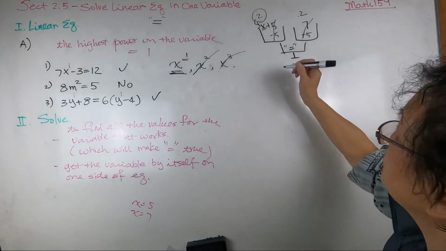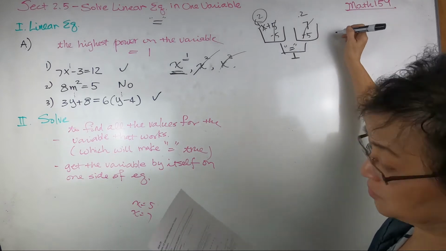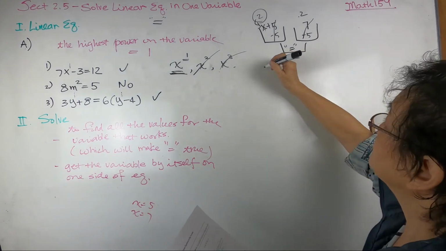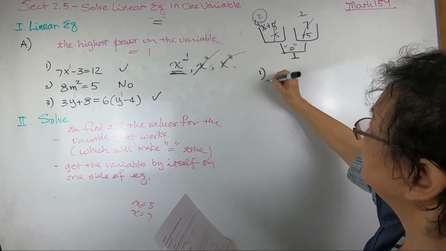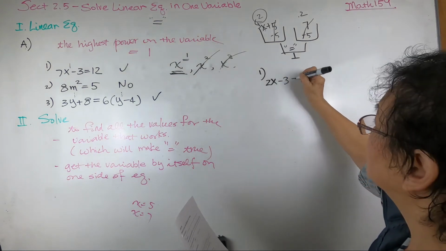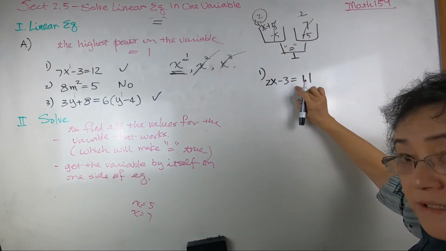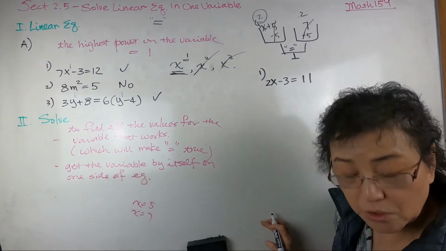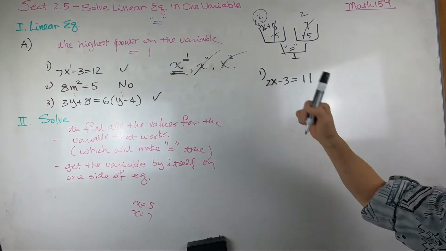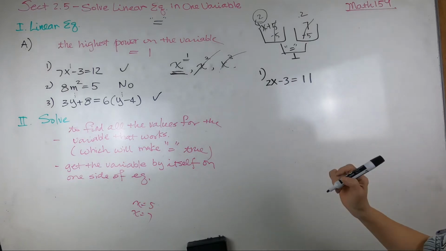So what do we do? If we do that, we will do it this way, okay? If you have 2x minus 3 equals 11, look at your example. You have an equal sign. Do we have a linear equation? X power is 1. So what do we do?